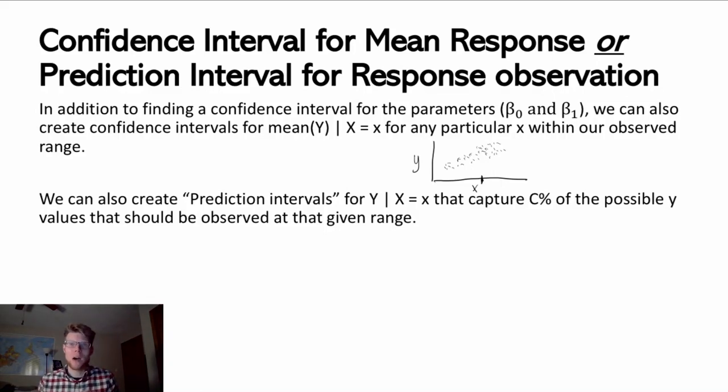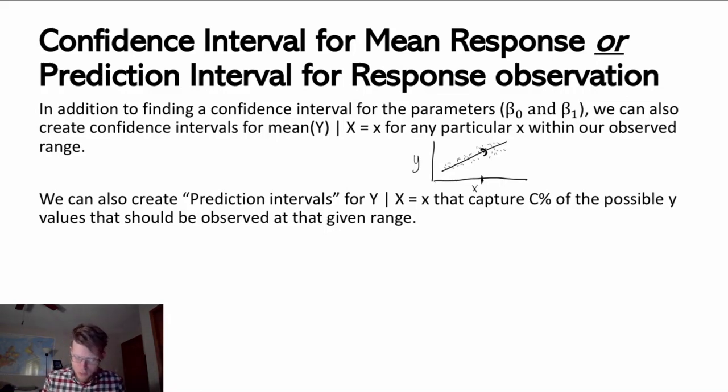But maybe I want to make a confidence interval for the mean response, the mean y value at this x value, because it's probably not going to be exactly what's on my regression equation, right? So I have my line of best fit, but I probably want to make an interval around this, such that I'm confident that the true mean response for y is in that interval there.